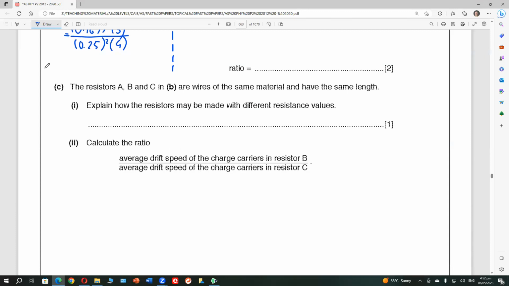The resistors A, B, and C in B are wires of the same material and have the same length. Explain how the resistors may be made with different resistance value. So if length is same, material is same, so we can change their diameter. The area can be changed. Yes.